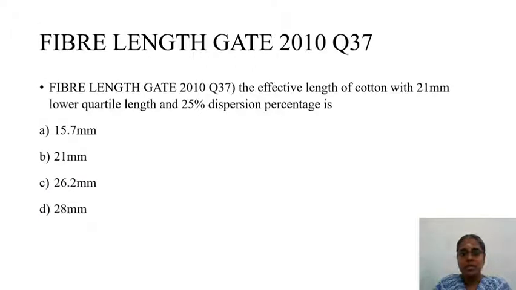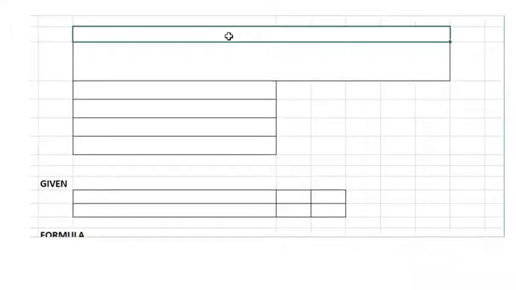The next question is also related to bar sorter instrument. GATE 2010, question 37. The effective length of cotton is 21 mm. The lower quartile length is given. The effective length is to be found out, and the dispersion is given. Let us see the question for solving.